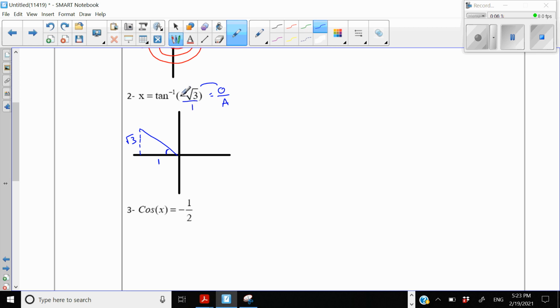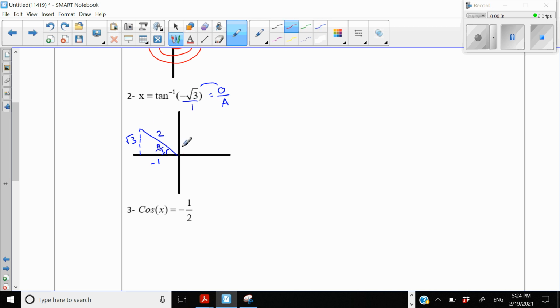Which one is going to take the negative? This one, because this is on the left side of the x-axis. Now, I can use the Pythagorean theorem and find the other side, which is 2. That means I have a special right triangle of 30, 60, 90. Opposite radical 3 is 60 or pi over 3.